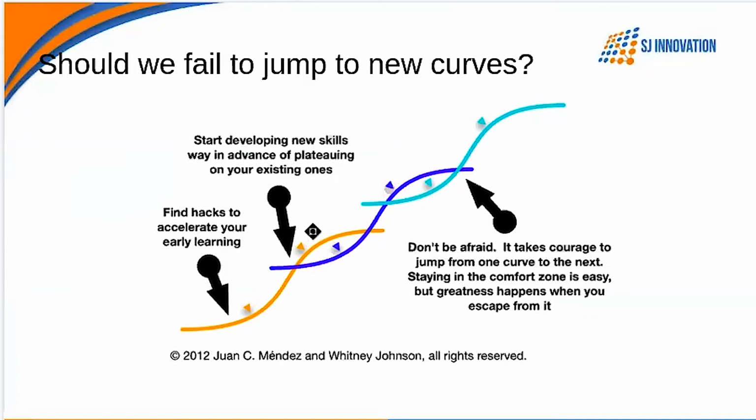If you see, these are three different S curves which are overlapping each other. One is the orange one, the blue one, and the light blue one. From here to here, this part is the bottom of the curve. From here to here is the middle of the curve, and this is the top of the curve. If you see this first part in the bottom of the curve, it says find hacks to accelerate your early learning.